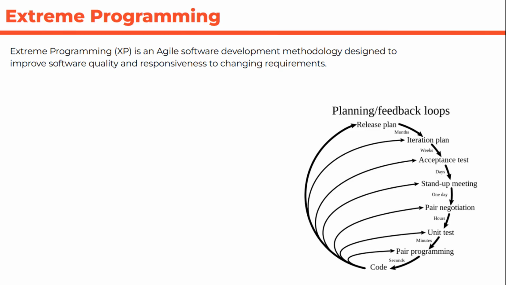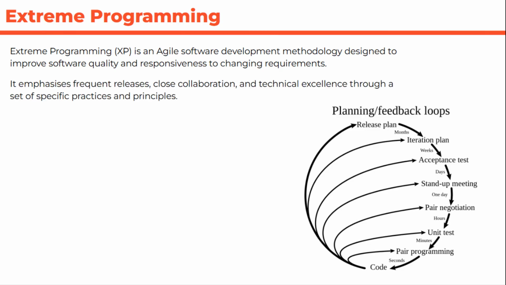So it's designed to improve software quality and responsiveness to changing requirements. And we know that Agile works in phases. So extreme programming does the same. It emphasizes frequent releases, close collaboration, and technical excellence through a set of specific practices and principles. So this is more focused on the developers themselves, how they do it, how they produce high quality software at a very quick pace. So what can go wrong with that?